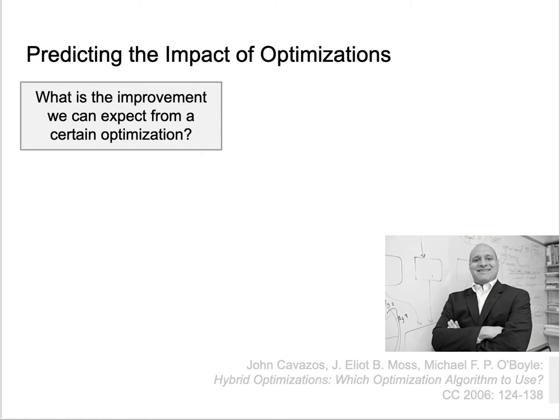So, can you think about different ways to predict the improvement of an optimization over a program? If you want, you can stop the video right now and think a bit about it, because then I will give you a few answers.